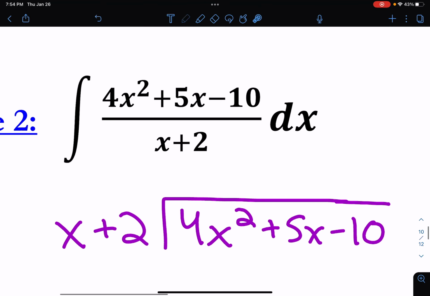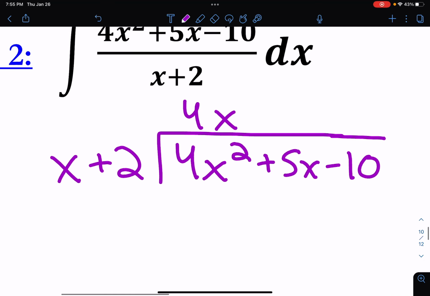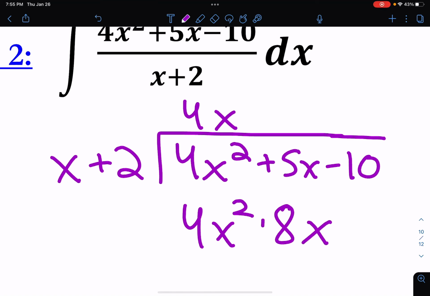Integral of 4x squared plus 5x minus 10 all over x plus 2 dx. So I already have my house set up, and now we start doing our long division. So x times what gives me 4x squared? That's going to be 4x. And so now I distribute that. And so 4x times x is 4x squared. 4x times 2 is 8x, positive 8x.